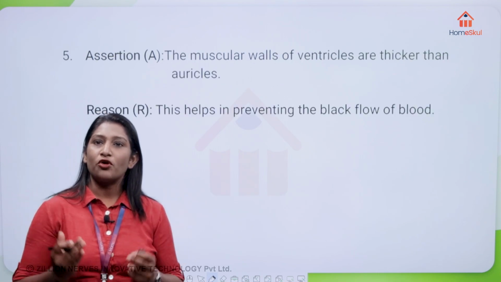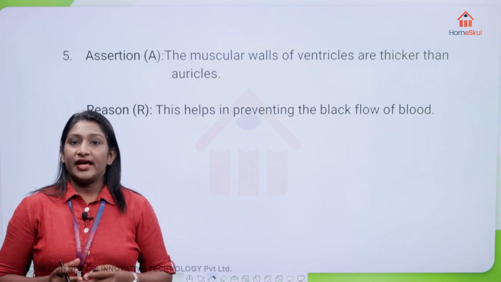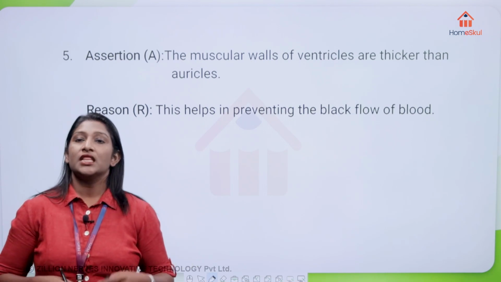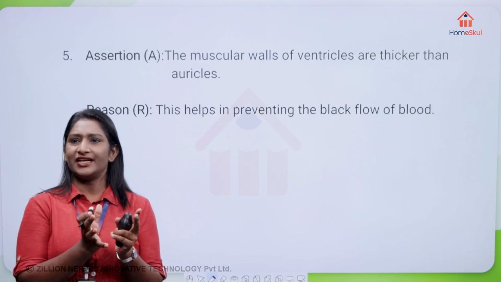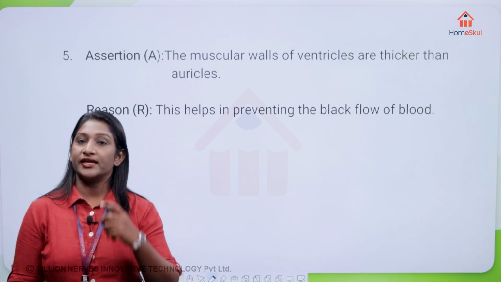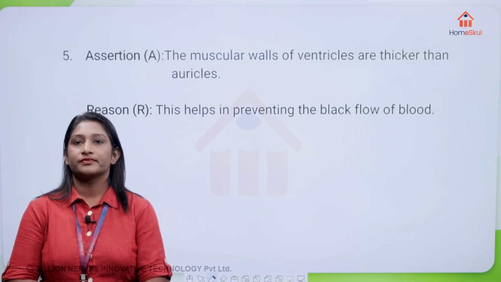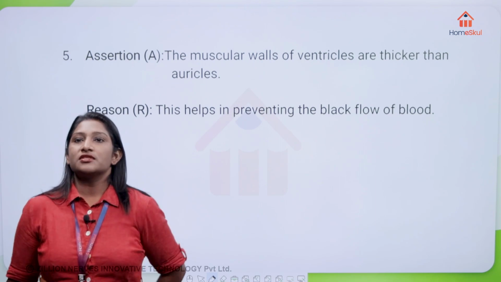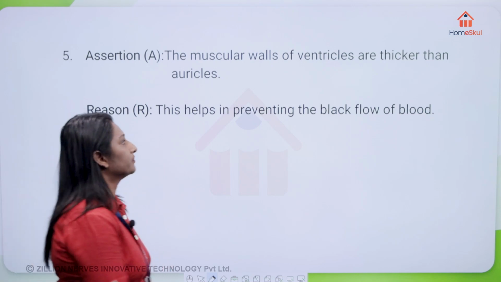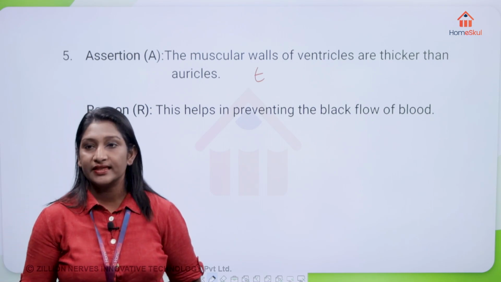The muscular walls of ventricles are thicker than auricles. We know that atria are also called auricles. Is that correct? You can reply fast, so that I can also explain the answer quickly. The muscular walls of ventricles are thicker than auricles. Yes, it is true. And can you say why the walls of ventricles are thicker than atria?